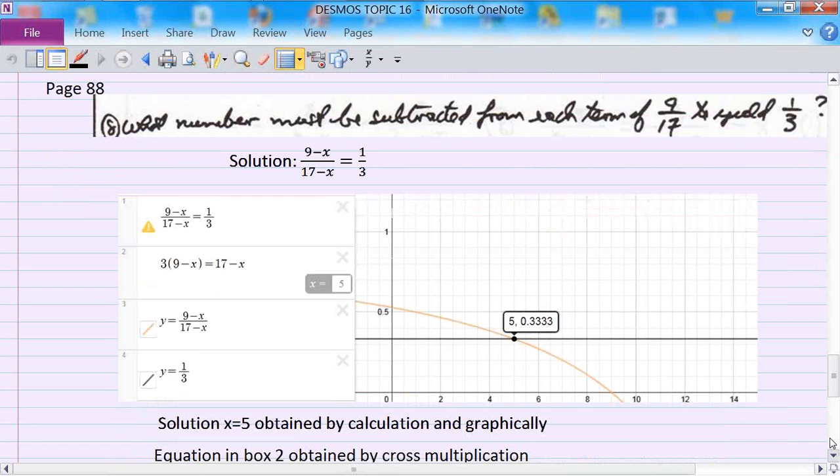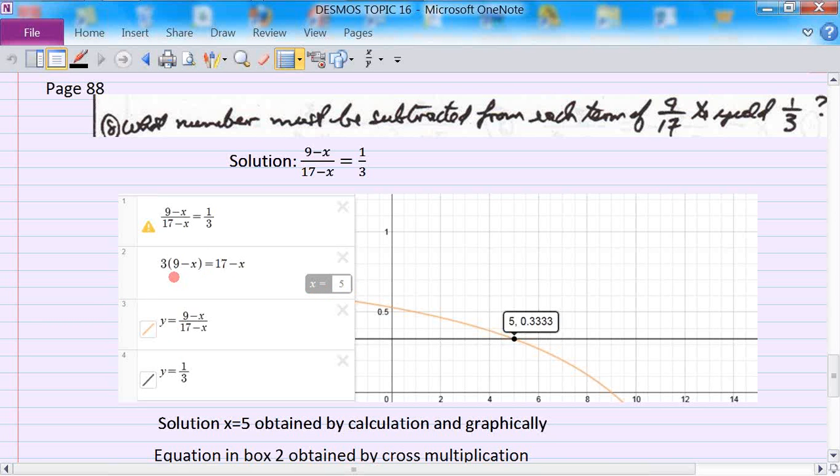One number must be subtracted from each term of 9/17. So here we have 9/17. We subtract the x from the top and the x from the bottom, and it yields 1/3. So if I put that in here and solve for x, it doesn't work. But if I cross multiply and say 3 times 9 minus x equals 1 times 17 minus x, I get that, and x equals 5. It gives me the solution.